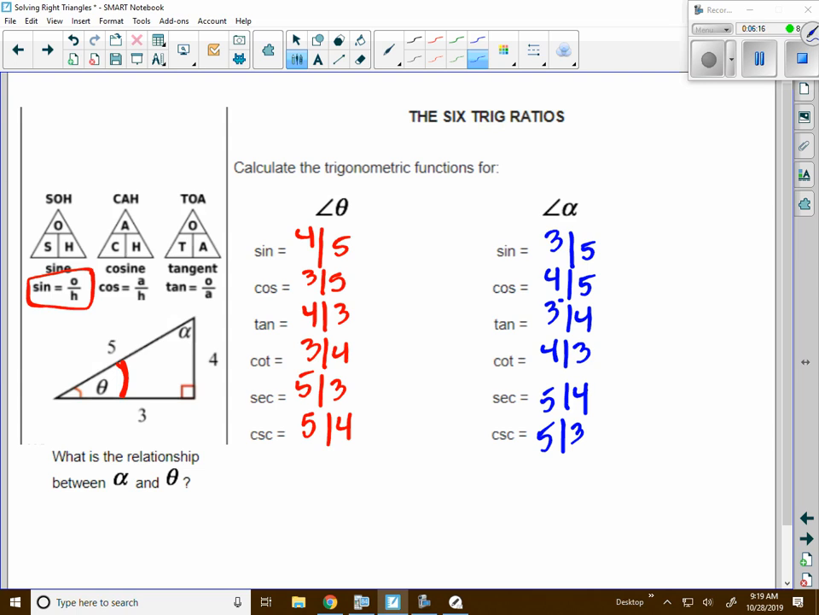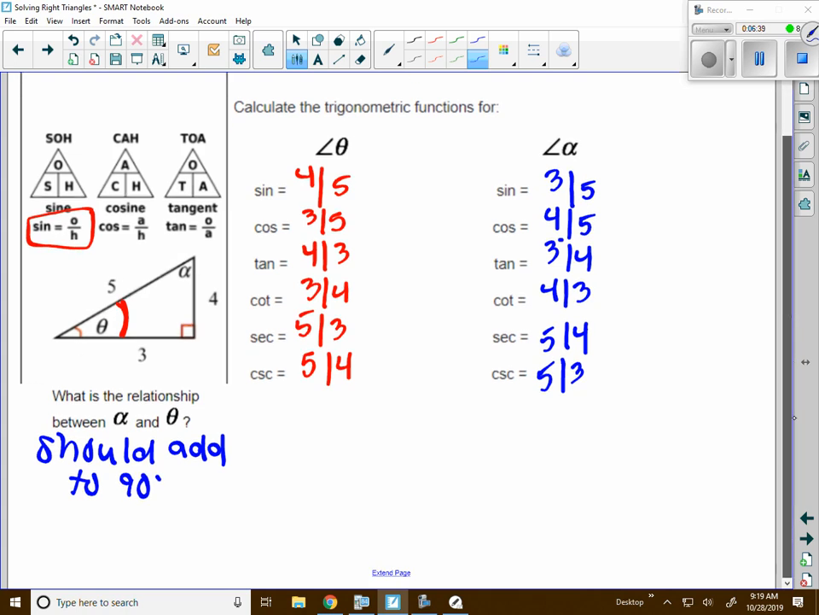So break that down. If you have a 90-degree angle, what should those two add to? 90, right? A triangle is 180. You already have a 90-degree angle, so alpha and theta should add to 90. They should add to 90 degrees.